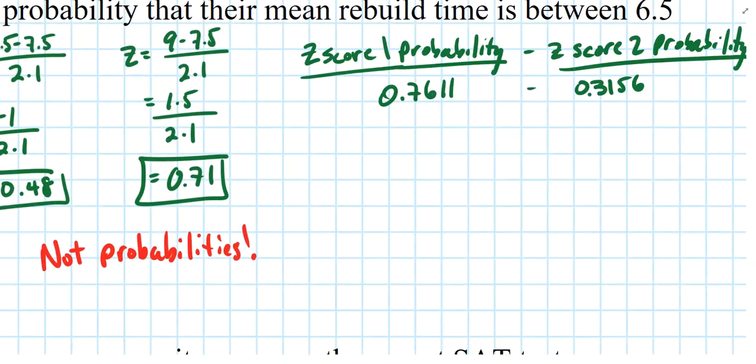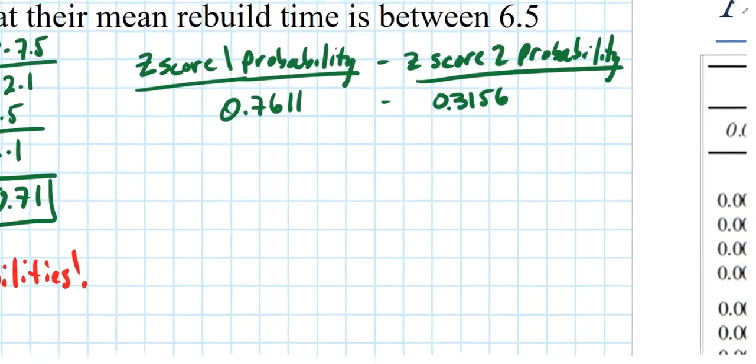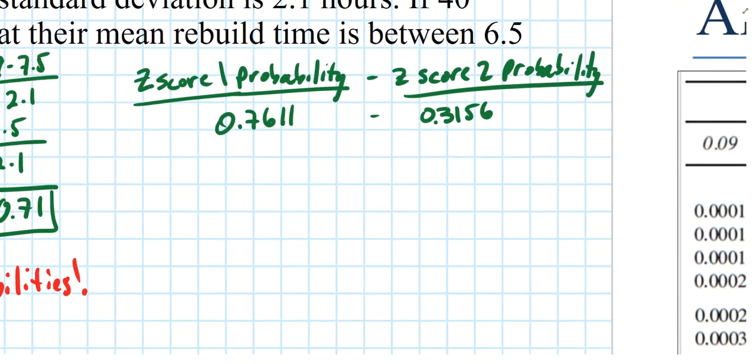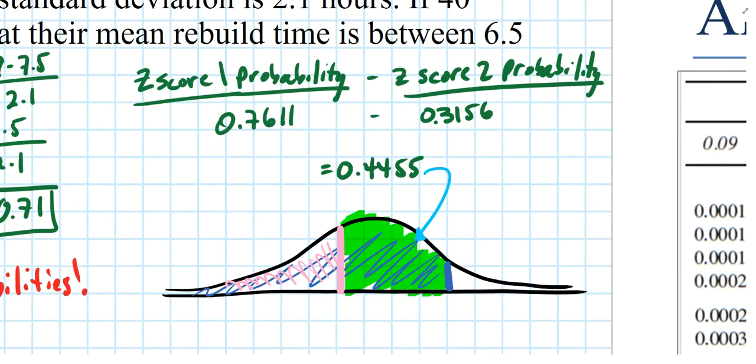In order to compute the probability between the two z-scores, we subtract the lower z-score area from the upper z-score area, since geometrically this would leave the area between the two endpoints. The probability the job will take between 6.5 and 9 hours is 44.55%.